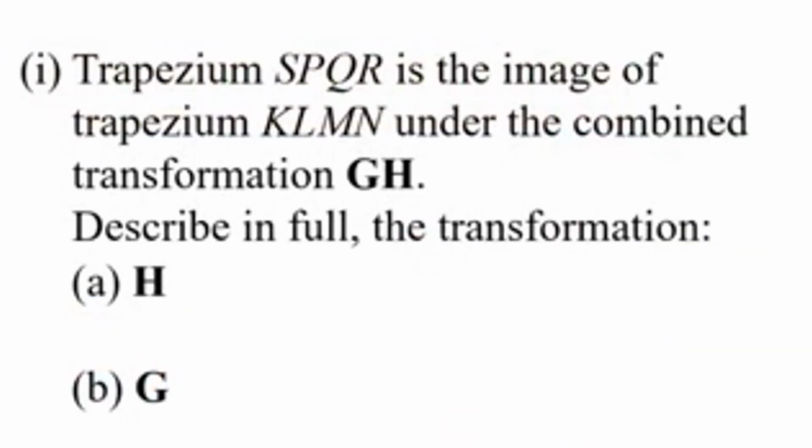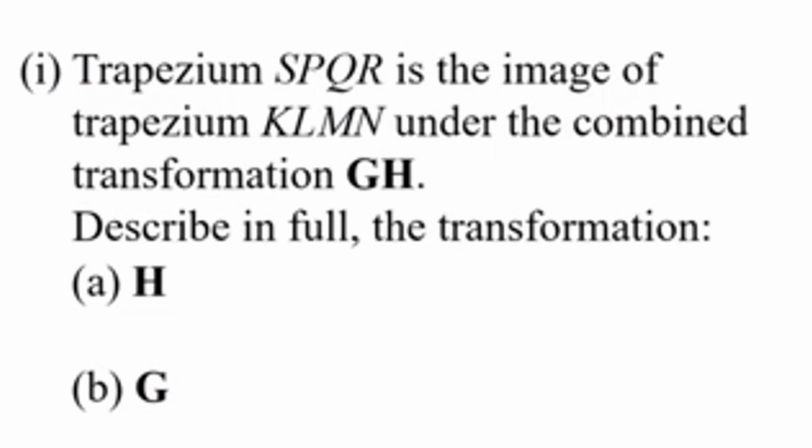Next, we are going to discuss the most challenging one, which is combined transformation, GH. First of all, we need to know which one is the object and which one is the image. So trapezium SPQR is the image of trapezium KLMN. It means that KLMN is the object and SPQR is the image. Okay, so let's go to the diagram and have a look now.